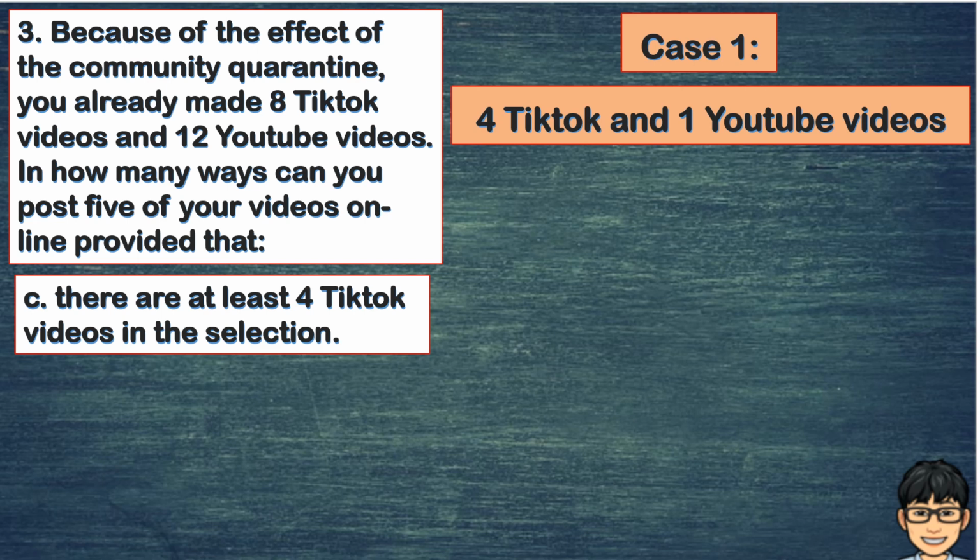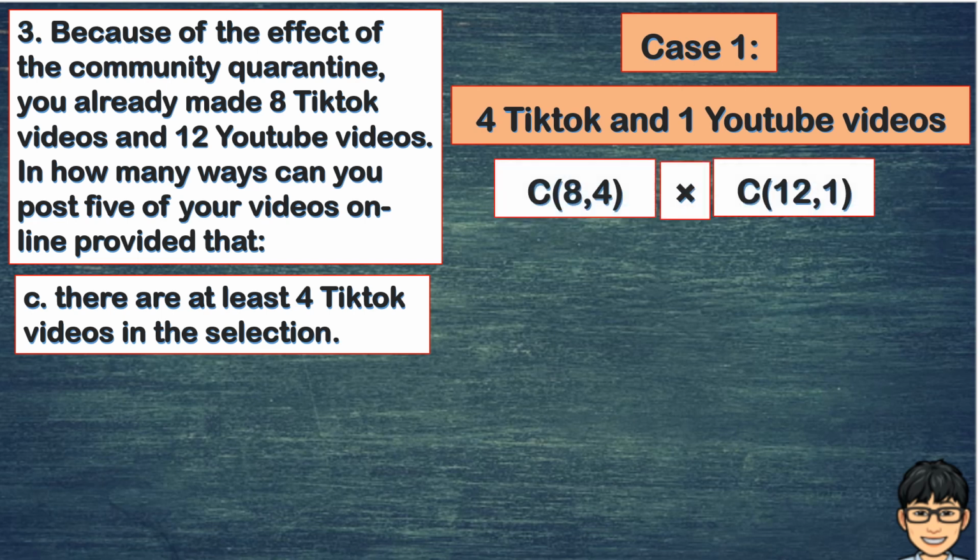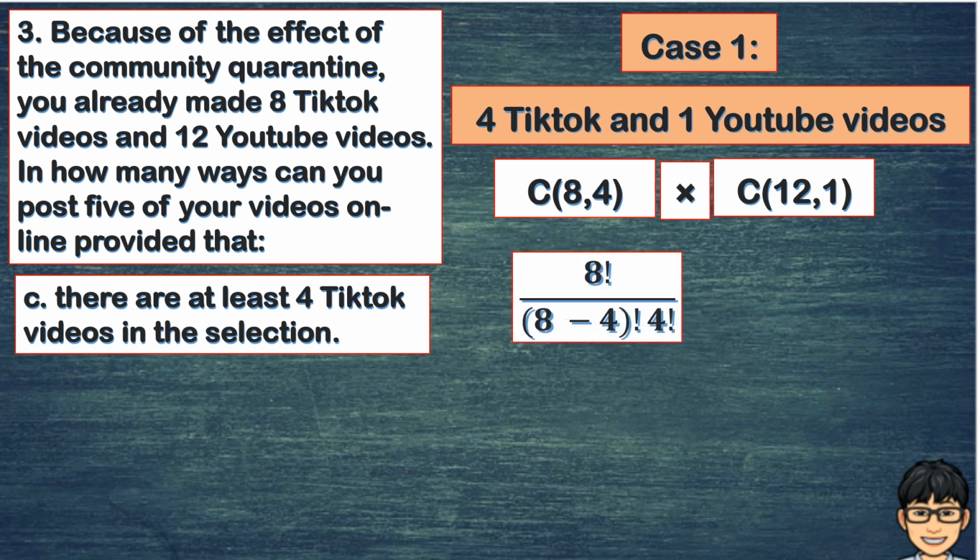Okay, case 1 muna tayo. 4 TikTok and 1 YouTube videos. Ibig sabihin, mula sa 8 TikTok videos, pipili lang tayo ng 4 at mula sa 12 YouTube videos, pipili tayo ng 1. So we have 8 select 4 para sa TikTok and 12 select 1 para sa YouTube. To simplify, we have 8 factorial over the quantity of 8 minus 4 factorial times 4 factorial.